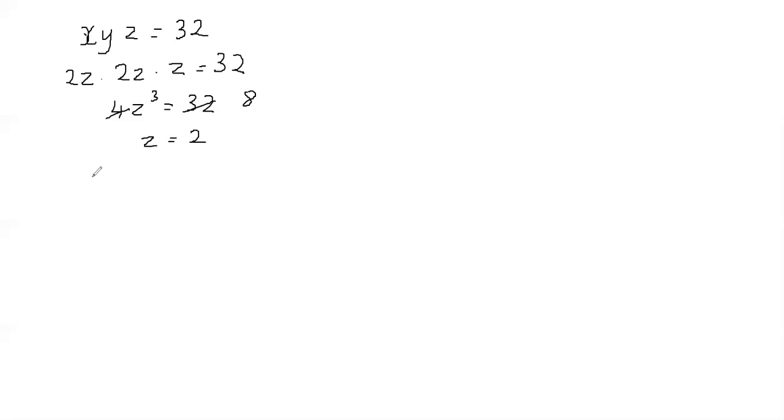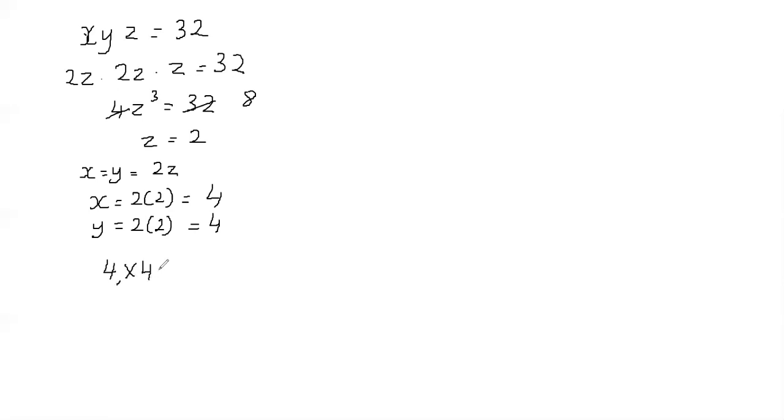So if z is equal to 2, what about x and y? We have the equation, that is x is equal to y is equal to 2z. So x is equal to 2z, that is 2 into 2, that is 4, and y is also equal to 2z, that is 2 into 2, that is 4. So we got all the three dimensions, that is the dimensions of the box are 4 centimeter by 4 centimeter by 2 centimeter.